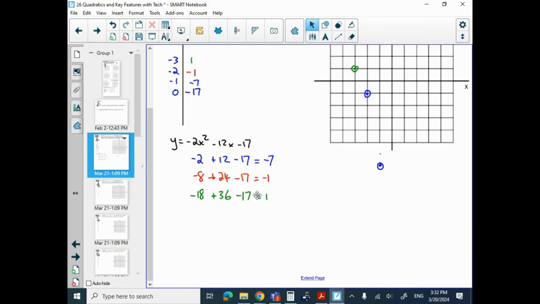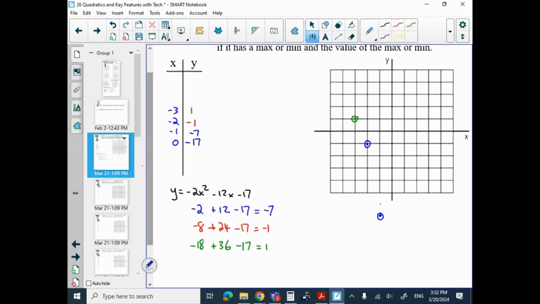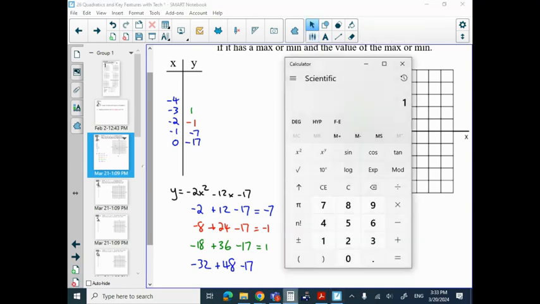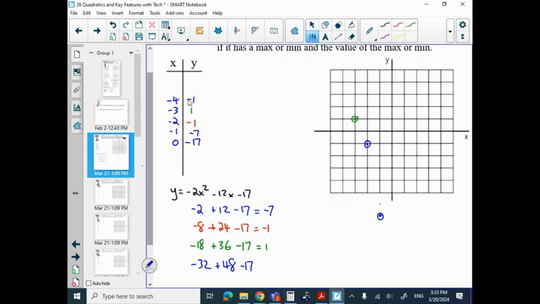And keep going. Negative 4. So negative 4 squared, you're going to get 16. 16 times the negative 2 would be negative 32. Negative 4 times negative 12 is going to be positive 48. And the minus 17. So we've got 48, take away 17, take away 32. Check there. Gives me a negative 1 again. So you can see we're going back down again.